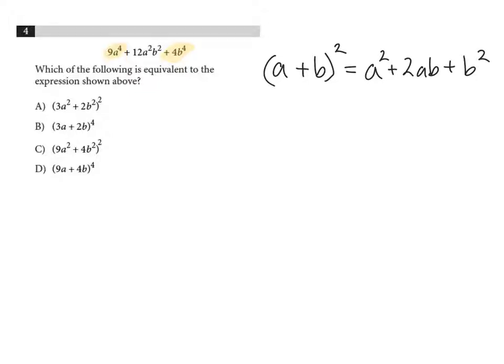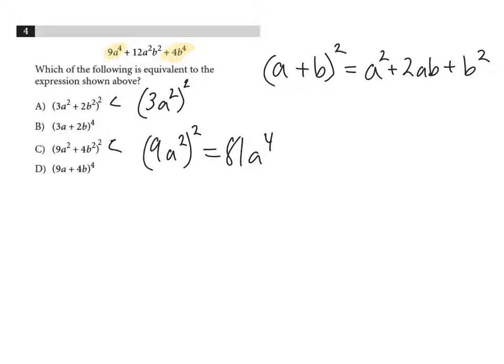Okay, so it sure looks like we are going to be squaring some binomial here. The two terms that square a binomial are here, and we can see that if we square 9a squared, well, that's going to be 9a squared squared, which is 81a to the fourth. Too big. But if we square 3a squared, that's going to be 9a to the fourth.